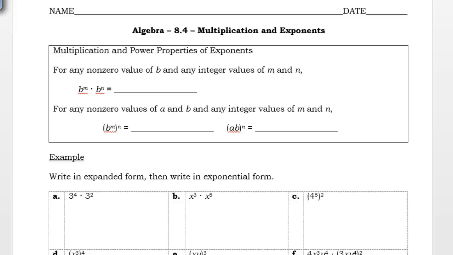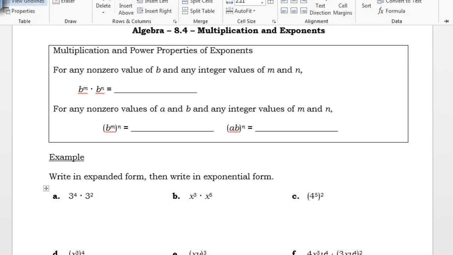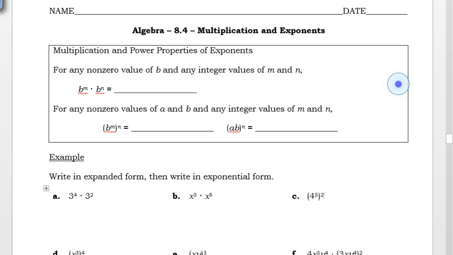This is Algebra Lesson 8.4, Multiplication and Exponents. So we have two exponent properties, I guess three rules though. The first is the multiplication property.